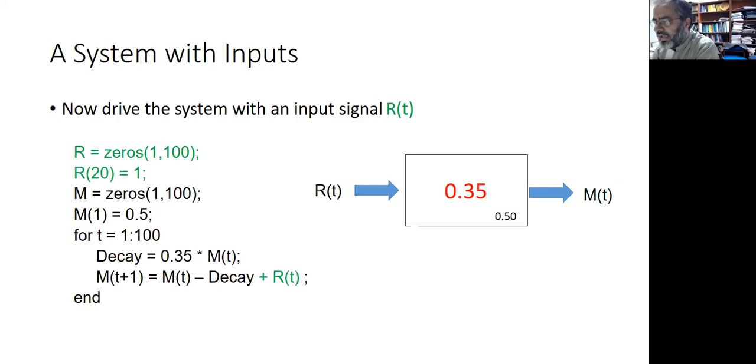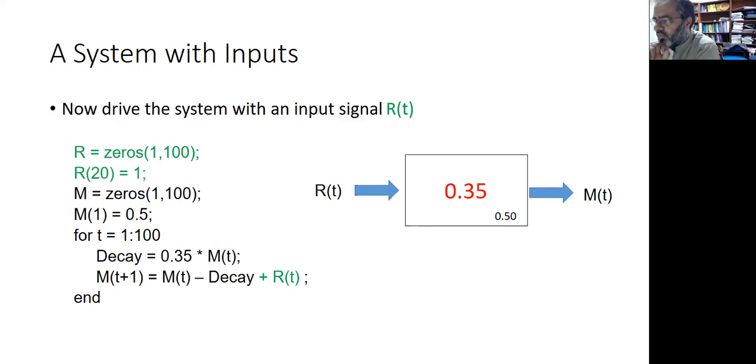Let me clarify that the type of system that we have seen so far is not the only kind of recursion we can build. We can build more complex recursions as well. You can do nonlinear things, etc. But we are just taking a very simple example.